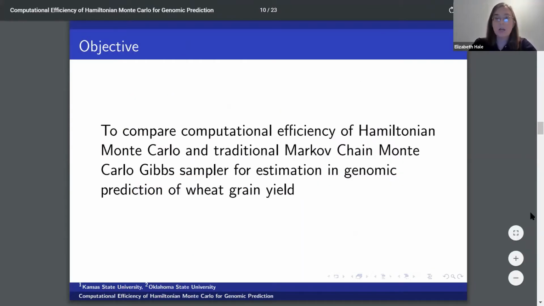With this in mind, our objective for this study was to compare the computational efficiency of these two algorithms in the context of genomic prediction for wheat grain yield.